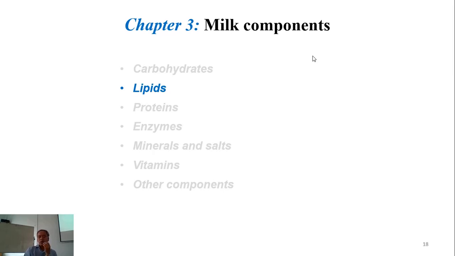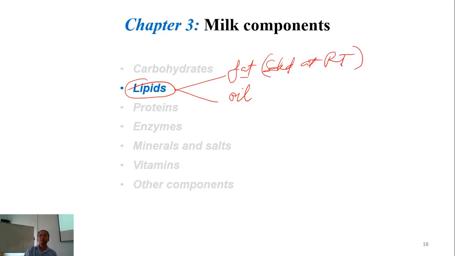Right, so we already discussed the first part of the chapter, carbohydrates. So we now go to lipids. Sometimes people call lipid fat. Other times they call it oil. Why or when? When lipids are solid at room temperature, then we call it a fat. When it's normally liquid at room temperature, we call it oil. This is how we classify based on the state, solid or liquid.